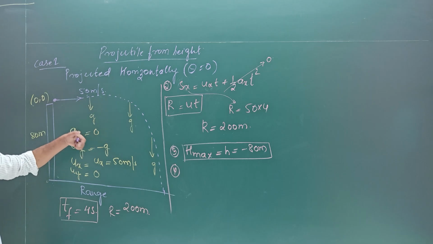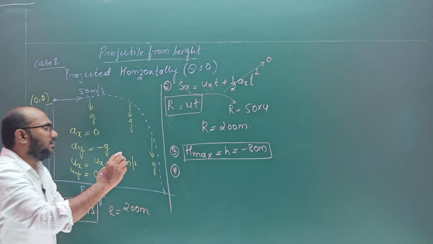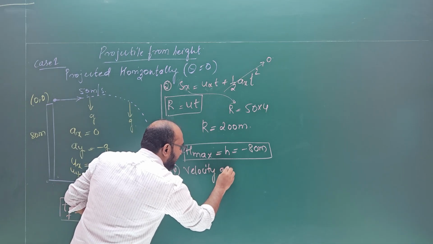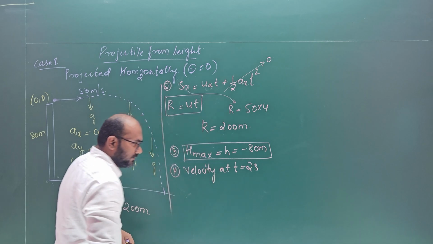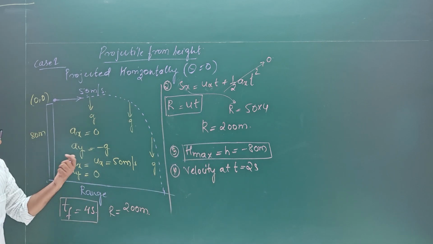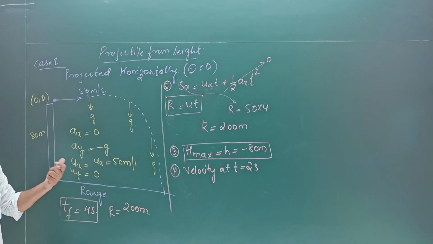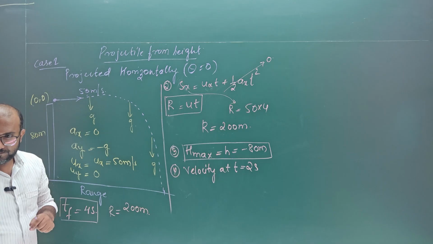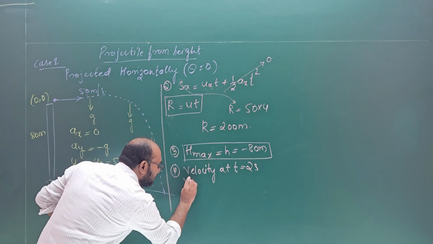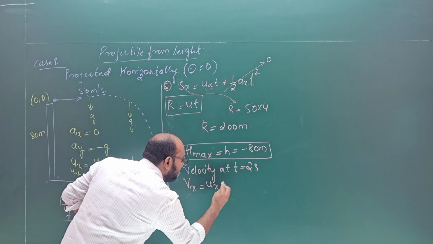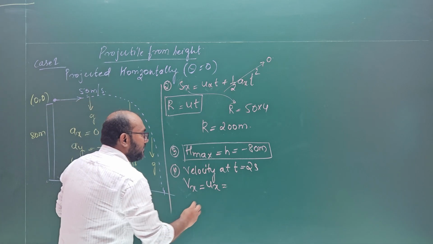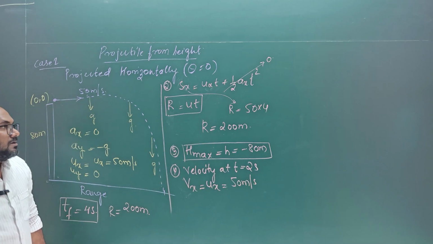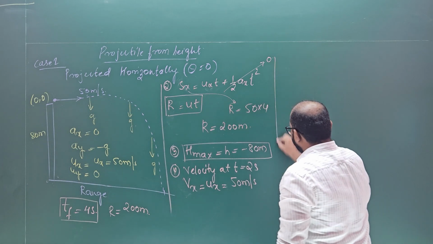Let's consider 3 seconds, 4 seconds, 2 seconds. Let's take 2 seconds. So finding the velocity at t equal to 2 seconds. We already know that the velocity along the x-axis never changes. Yes or no? So the velocity along the x-axis, that is Vx, is always equal to Ux, and the Ux value is 50 meters per second. So this value is unchanged. What is left is Vy.